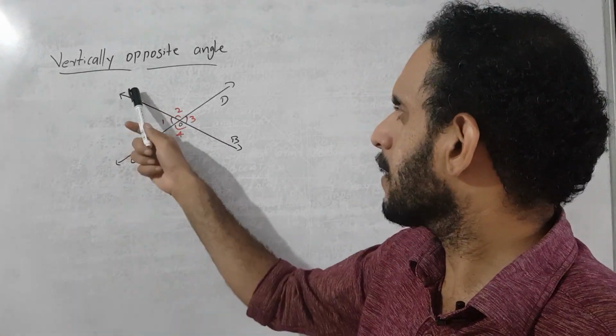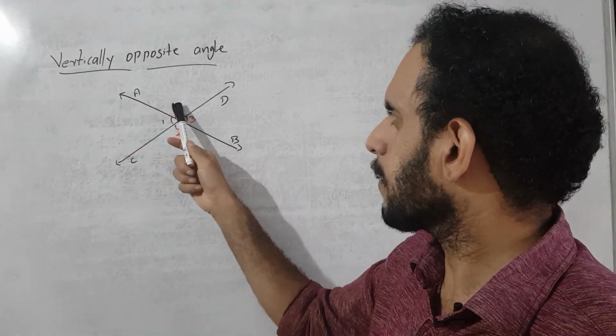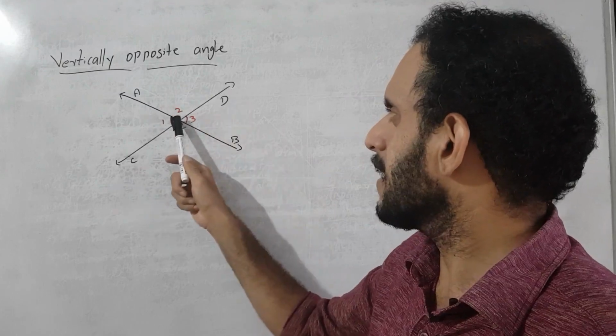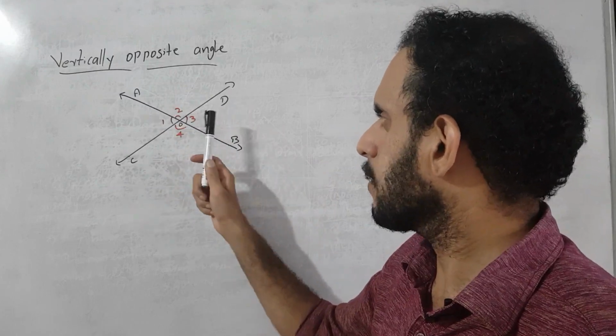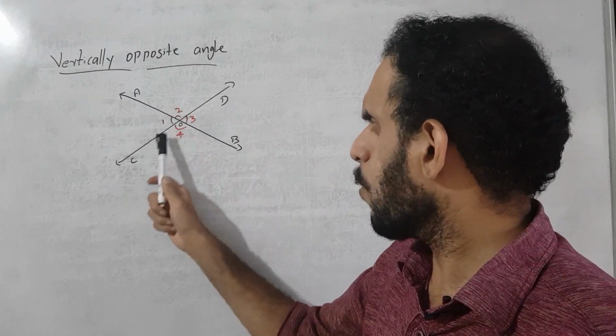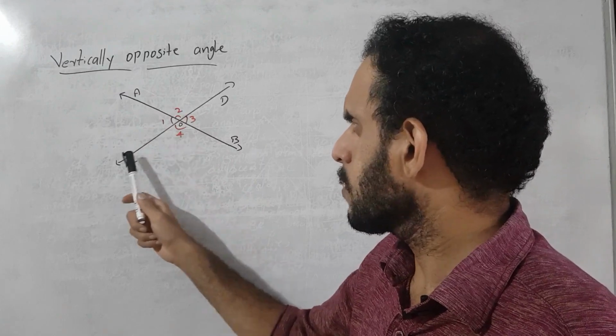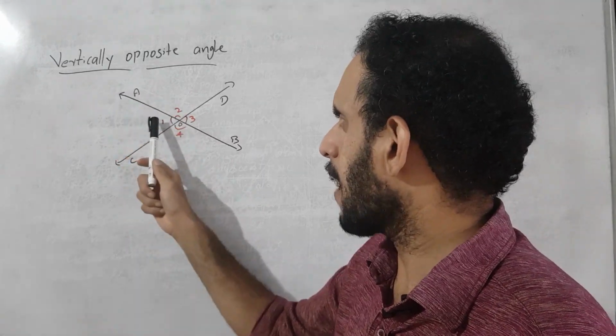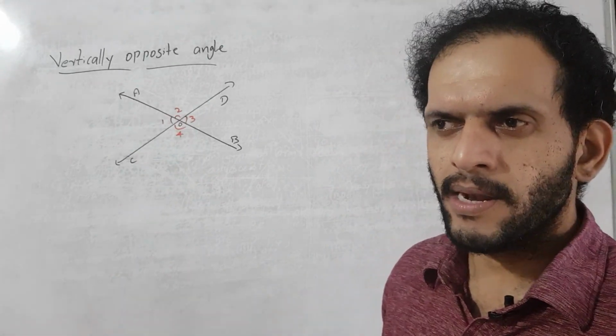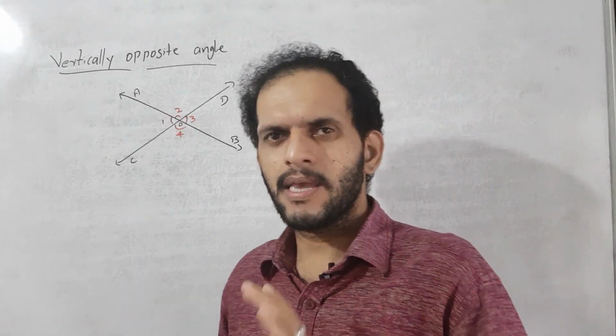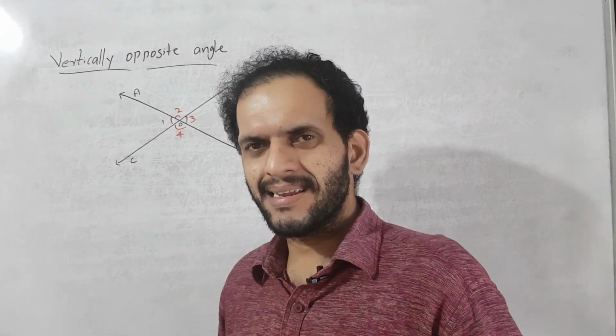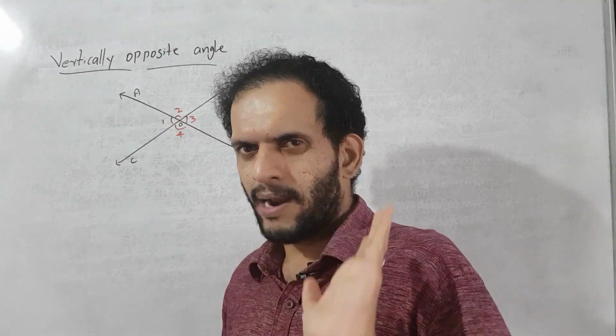So here, if the line AB and line CD intersect at the point O, there we get the angle AOB, that is angle 2, angle DOB, that is angle 3, BOC, that is angle 4, COA, that is angle 1. In all cases, if two lines intersect, we get four angles.